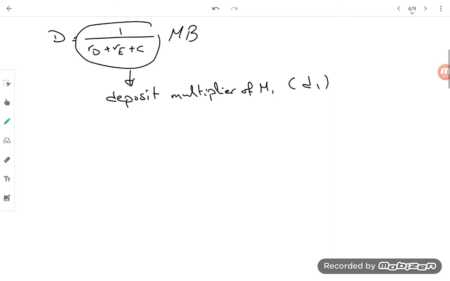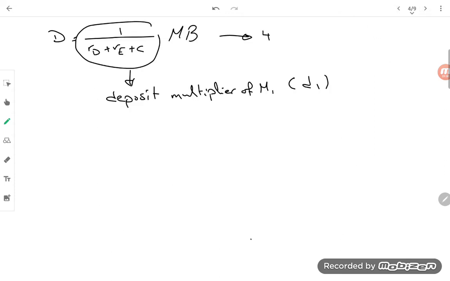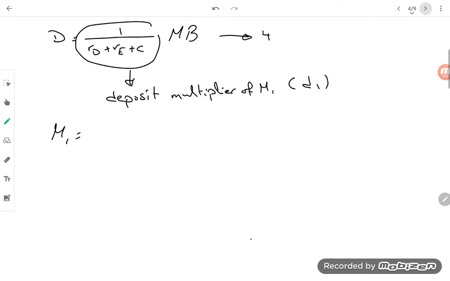If the deposit multiplier is 4, this means that any change in monetary base, say of 1,000, will result in a 4,000 increase in demand deposits. Now we are going to substitute equation number 4 into equation number 2 in order to find the relationship between money supply M1 and the monetary base MB. So as we said in number 2, M1 equals 1 plus small c, times D.